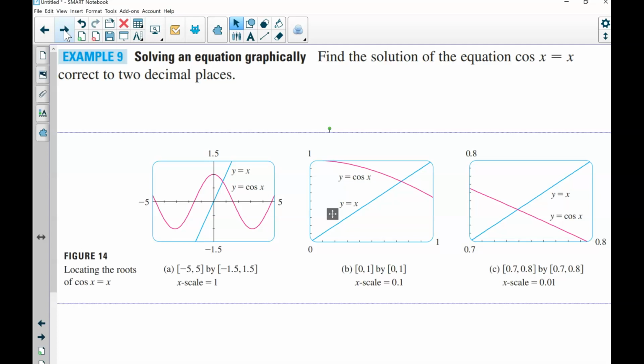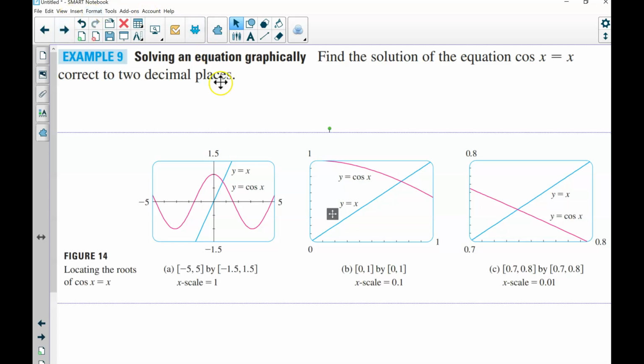Okay, now solving an equation graphically. This is probably one of the most important examples here because you'll be doing this at some point during your lessons. So we want to find the solution of the equation cosine of x is equal to x, correct to 2 decimal places. The solutions of the equation cosine of x is equal to x are the x coordinates of the points of intersection of the curves y equals the cosine of x and y equals x.